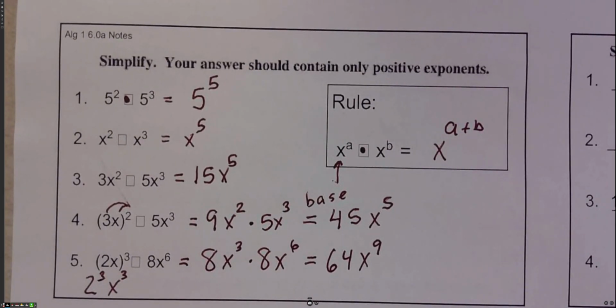So if you see things multiplying, you multiply the numbers, exponents get added.